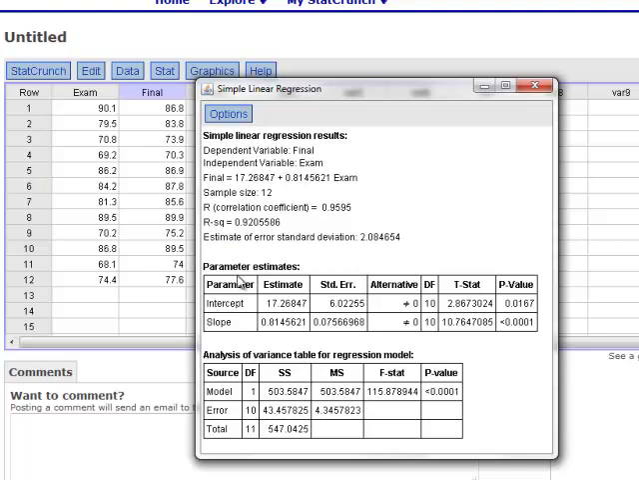Down here we have a table of parameter estimates. So again, it gives us the estimate of the slope, which is 0.81, and the estimate of the intercept, which is 17. We then have these tests over here, which are essentially testing whether or not the slope is equal to 0 and whether or not the intercept is equal to 0. And we'll look at that at a later point.